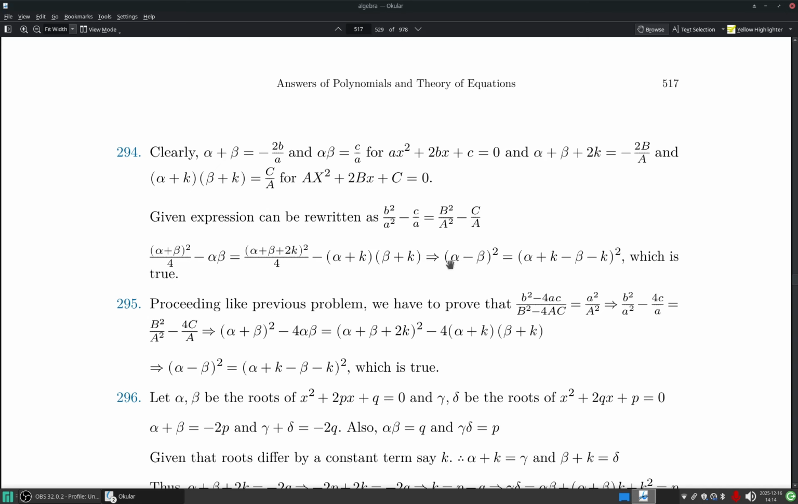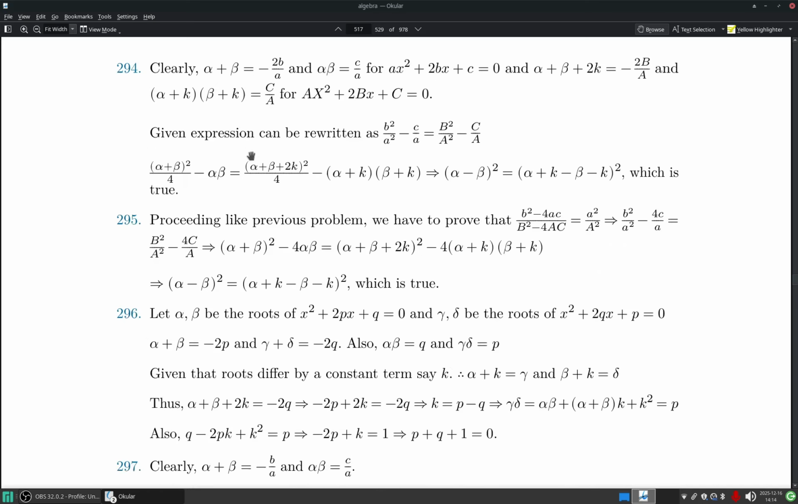You look at left hand side, we get alpha minus beta whole square, and right hand side will also be alpha plus k minus beta minus k whole square. K will get cancelled, so both sides will become equal.